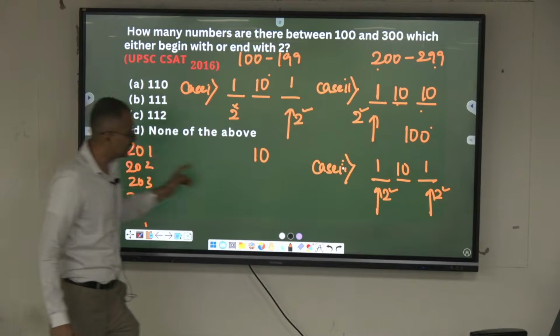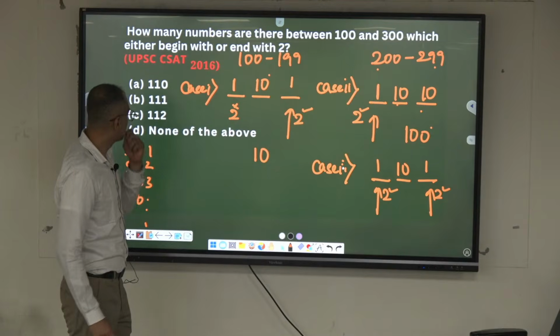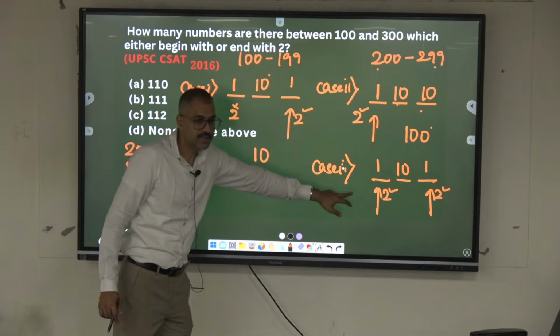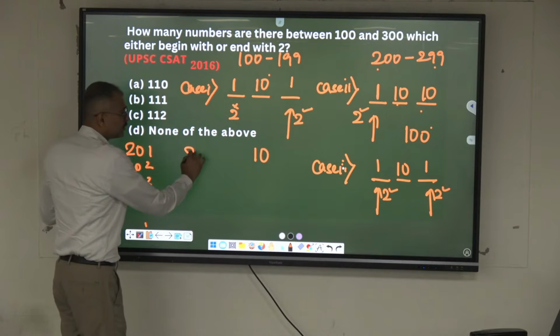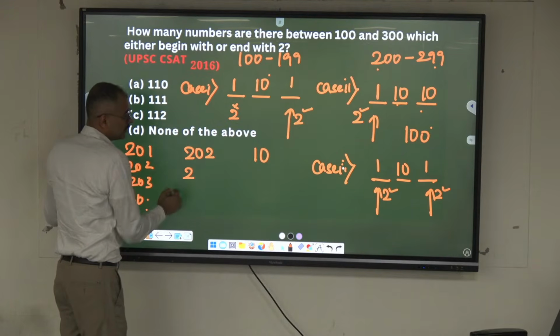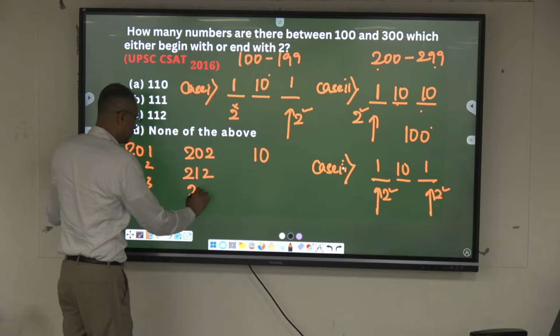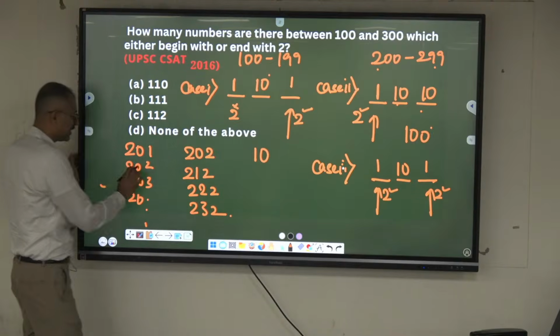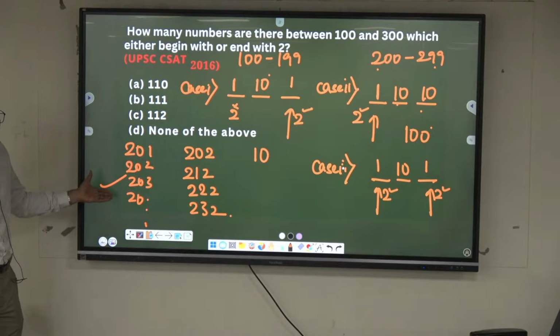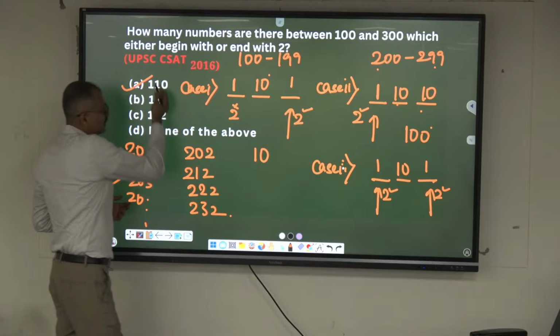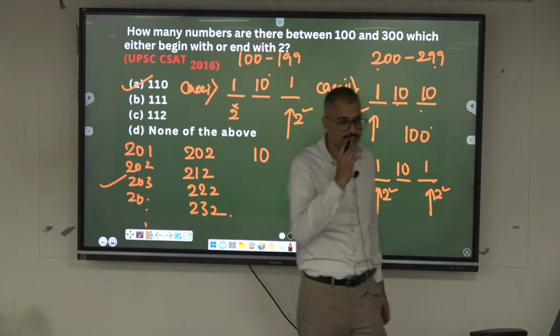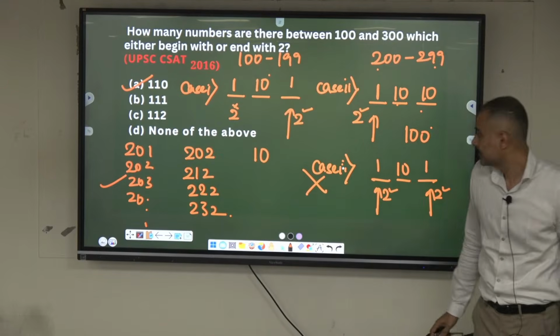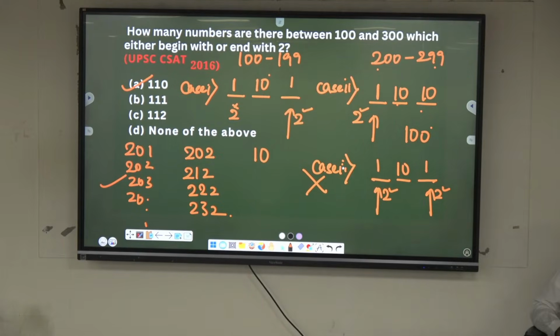What are these cases here? Give me these cases. 202, 212, 222, 232, everything has been included here, no? So total number of cases is how many? 110. There is no third case. Everything is included.